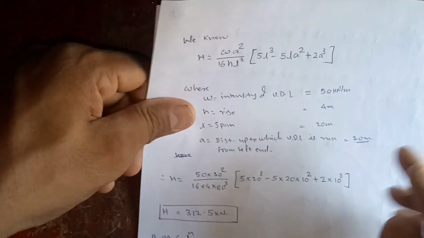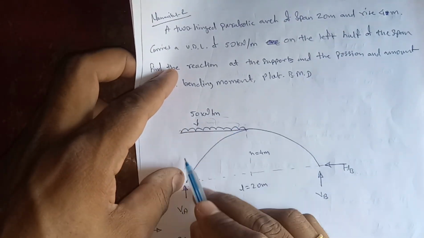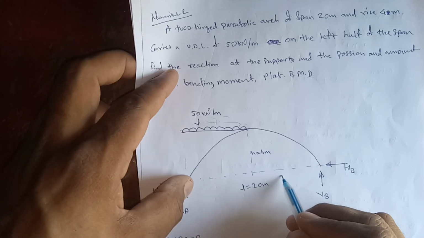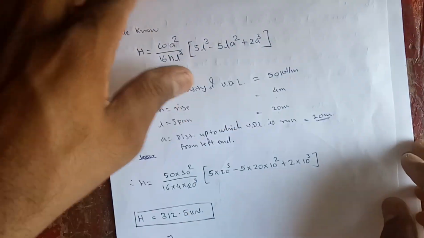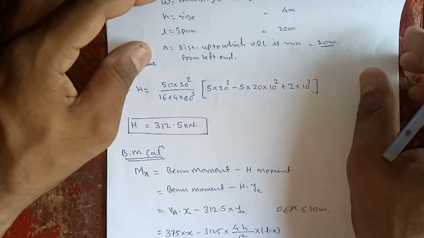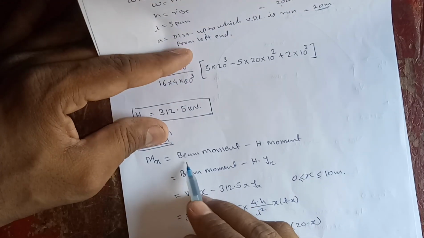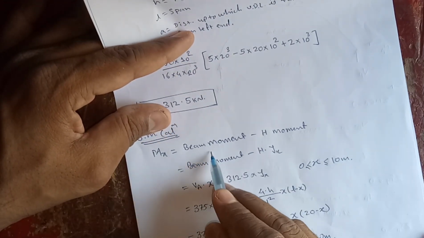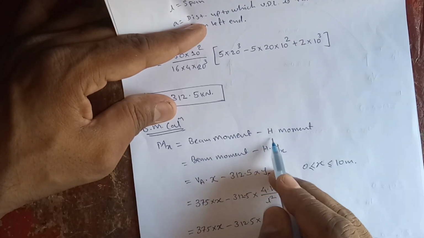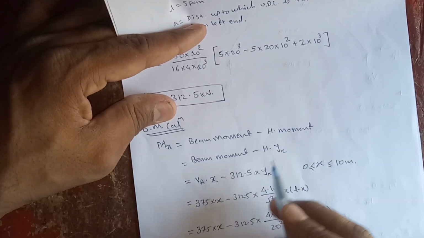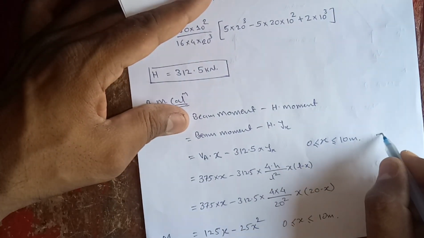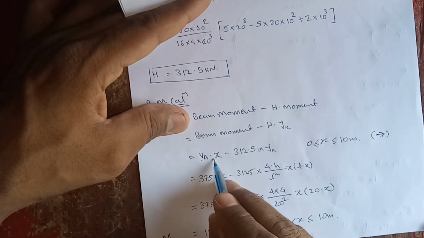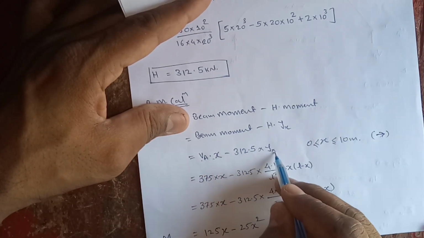Again, we have to calculate bending moment for two cases. One, we'll write the Mx equation from 0 to 10, and another from 10 to 20, since the load is changing in between. First we'll write the equation between 0 to 10. In general, the bending moment at any distance x is equal to the beam moment minus H into y x. For 0 to 10, we can calculate the beam moment from left to right, and it will be equal to VA into x minus H into y x.